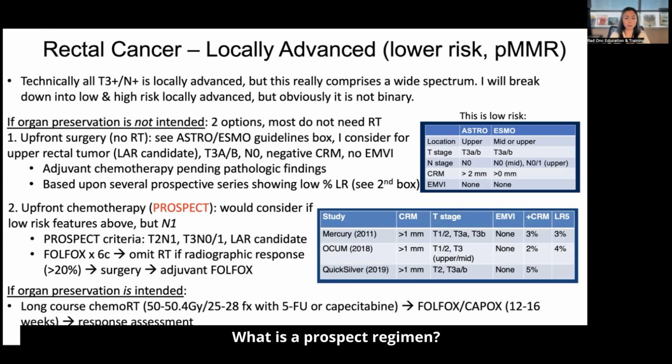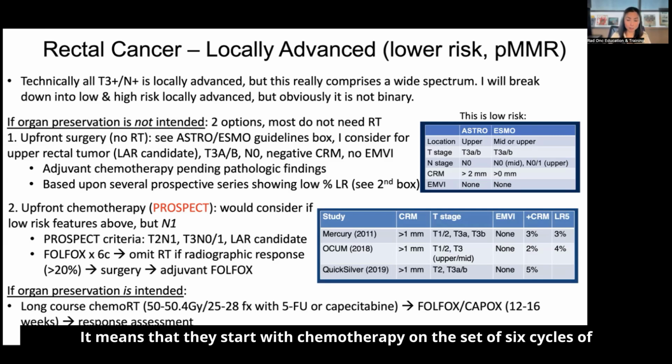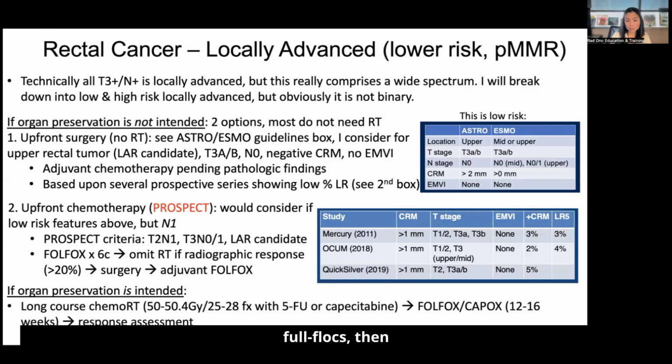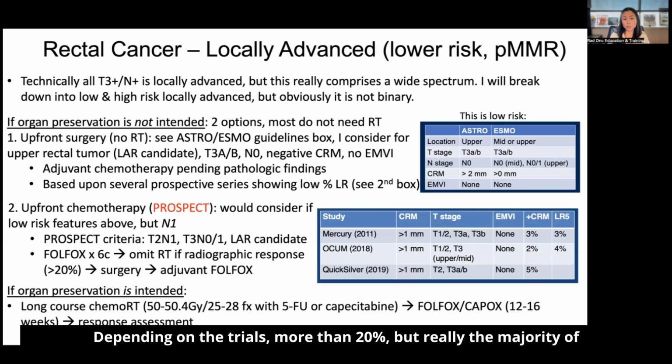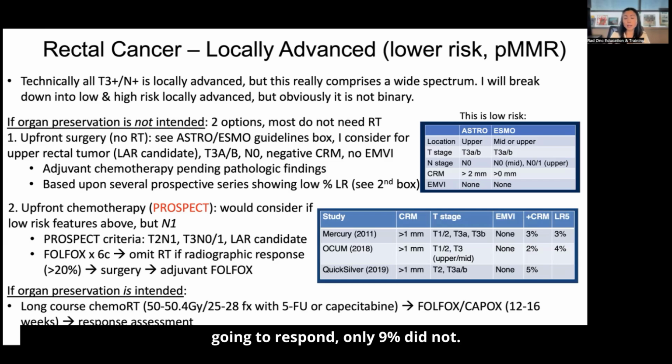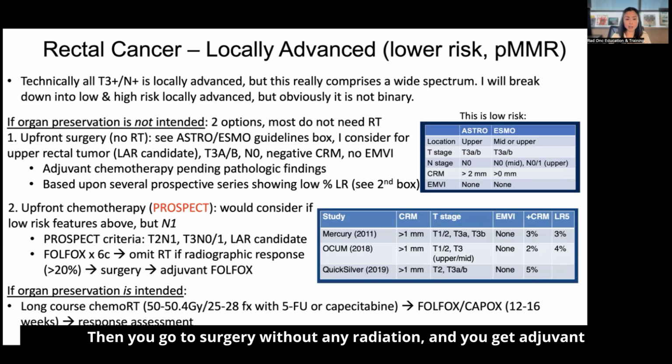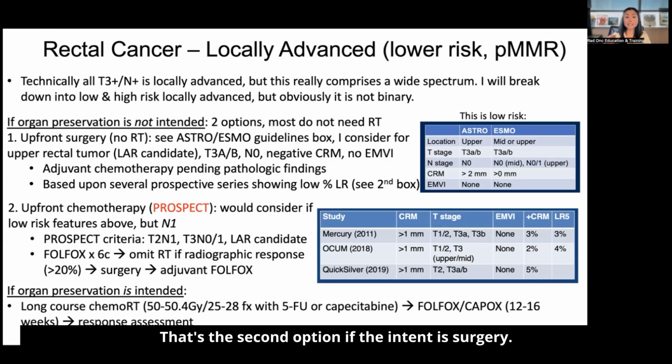So what is a PROSPECT regimen? It means that they start with chemotherapy on the study of 6 cycles of FOLFOX. Then you assess for response. Technically on the trial, it's more than 20%, but really the majority of these patients are going to respond. Only 9% did not. And then you go to surgery without any radiation and you get adjuvant chemotherapy. So that's sort of the second option if the intent is surgery.